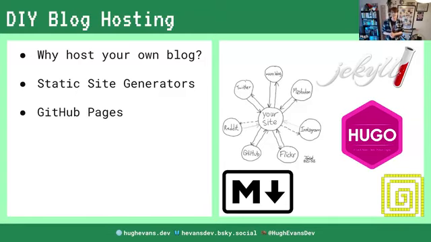So POSSE is great. It's a cool project from an organization called the Indie Web. I thoroughly recommend checking it out. But for today, we're going to be talking about publishing your blog using Jekyll, Markdown and GitHub Pages.